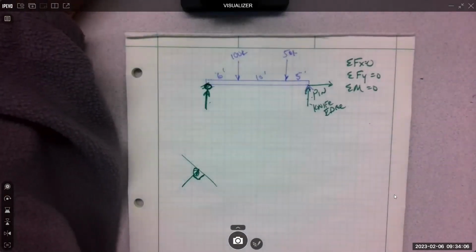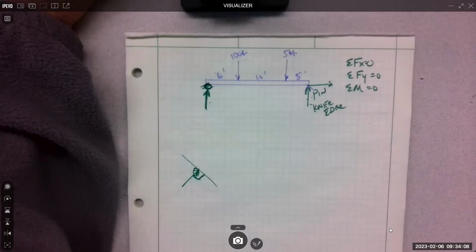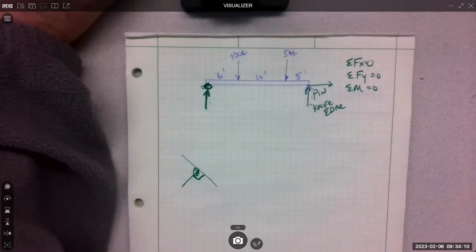All right, we're done. That was a lot. So nice job hanging in there.